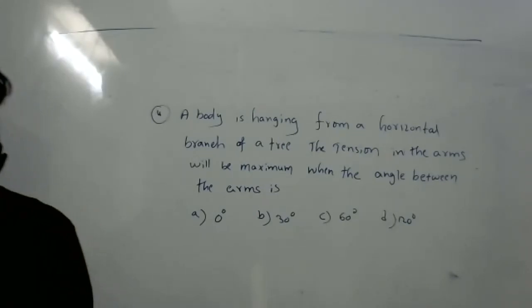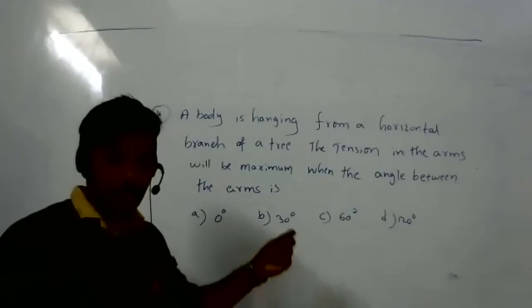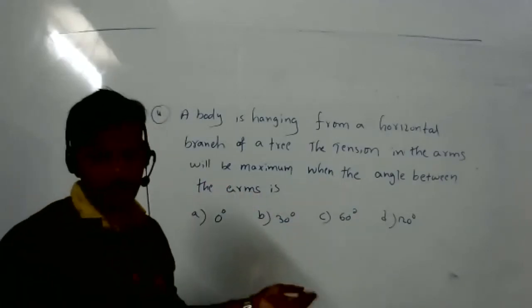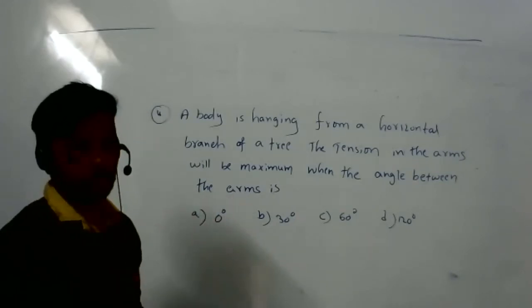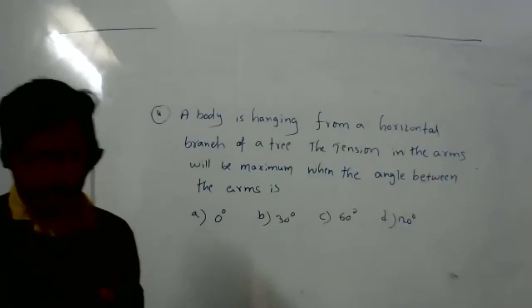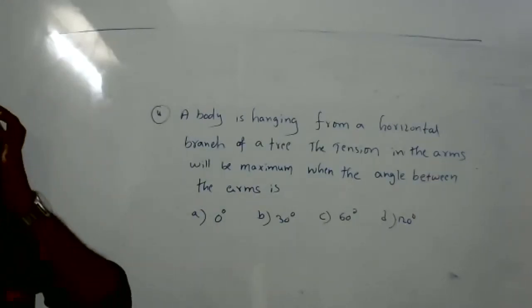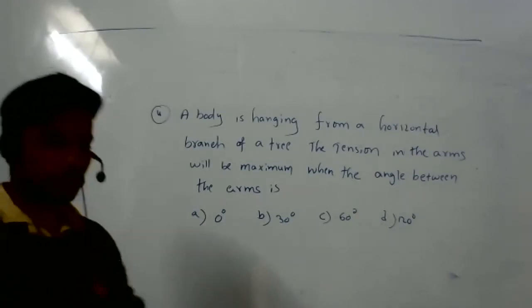So what do we mean by arms? Tension in the arms? A body is hanging from the horizontal branch, right? If I show the diagram, then you will mostly get the answer. Sir, will it be 120 degrees? Okay, did you guess or is there any solution? Sir, because the more the angle, the more tension you can exert, sir. Okay.